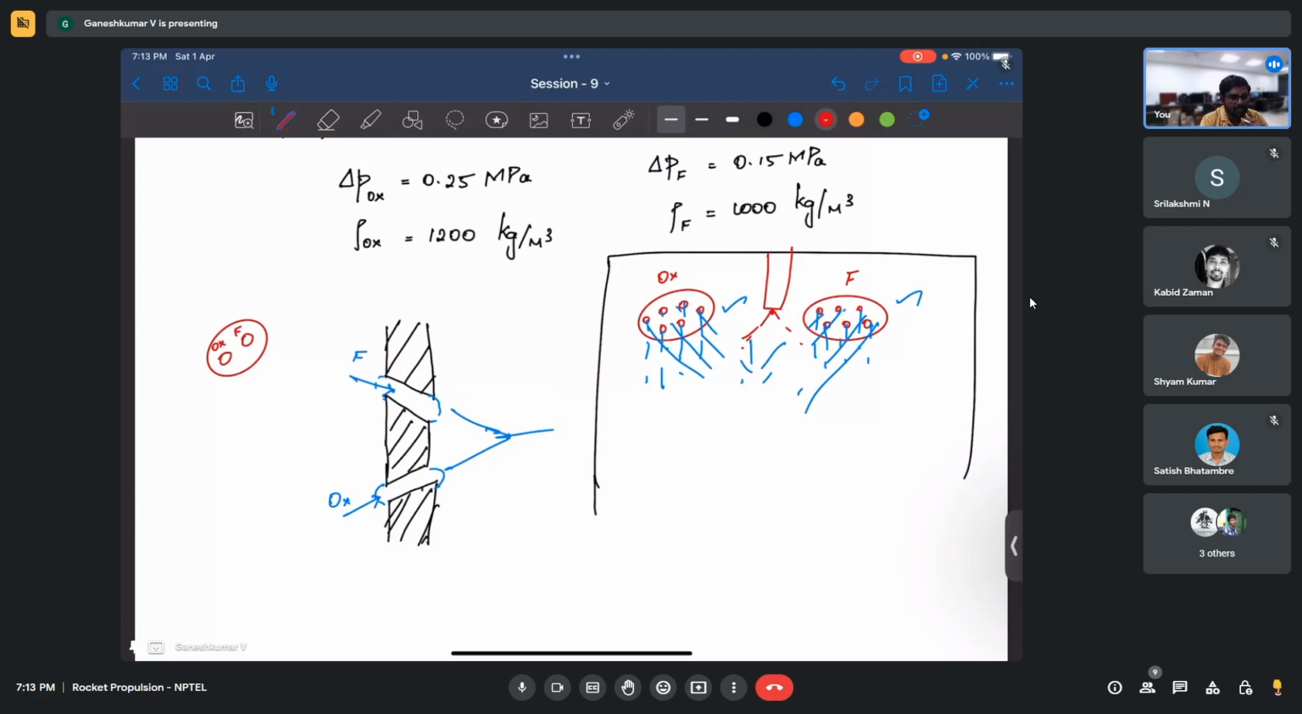There can be spark ignition, or even pyrotechnic igniters here also. So there should be some way that you are raising the temperature, or maybe you can supply the fuel and oxidizer at a higher pressure so that it automatically gets ignited.